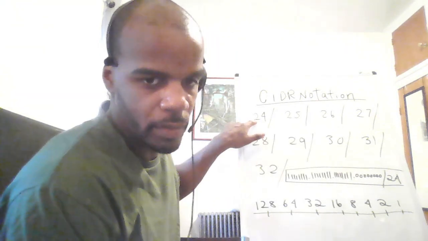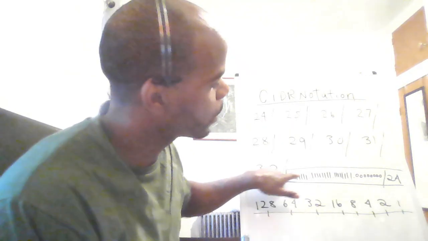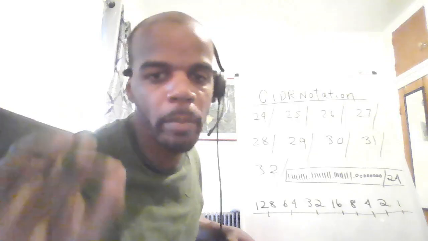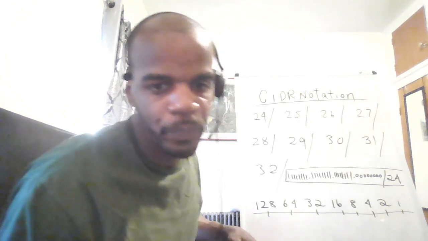You see all these numbers right here, starting from 24 to 32. So let's say, for instance, this is a slash 24. This means that all of our bits are going to be on. Remember I said there were 32. Well, in case you guys don't know, there are 32 bits in one IP address, and this proves it.